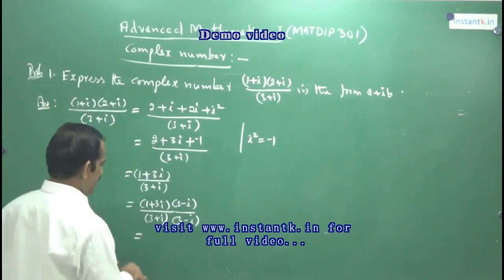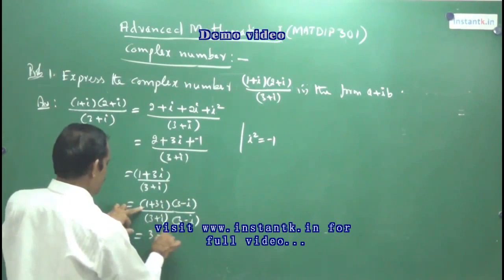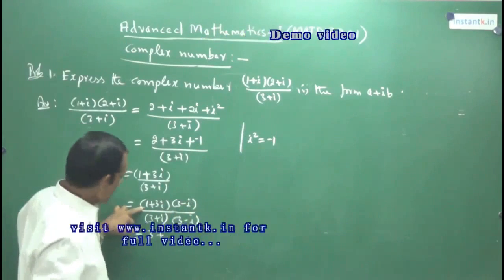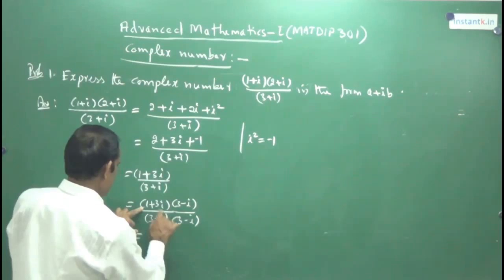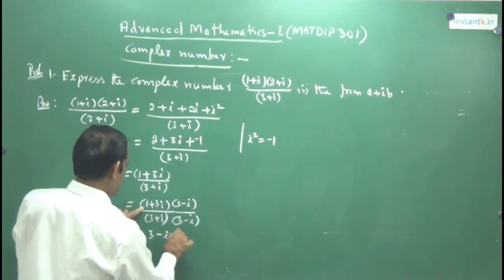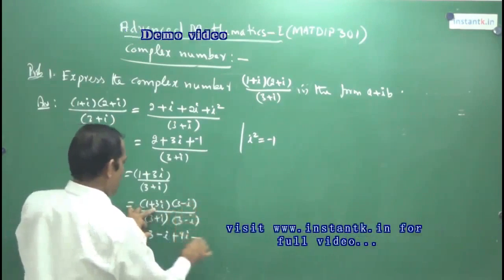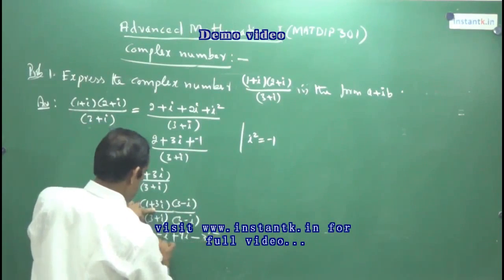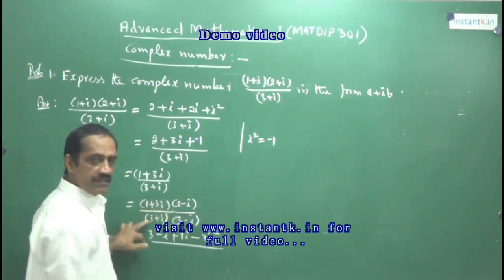So now you expand it again. The numerator, what do you get? Again expansion: 1 into 3 is 3, plus 1 into minus i, it is minus i. Then 3i into 3, that is 9i. Then minus 3i into i, it is minus 3i square. Divided by the denominator, which is 3 plus i into 3 minus i.